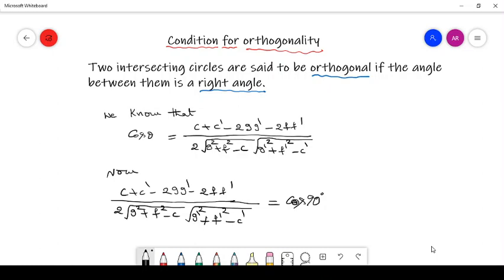Orthogonality. In the last class we have learned how to find the angle between two intersecting circles. By using that formula, you can find the condition for orthogonality. Orthogonality is nothing but perpendicularity. Two intersecting circles are said to be orthogonal if the angle between them is a right angle.